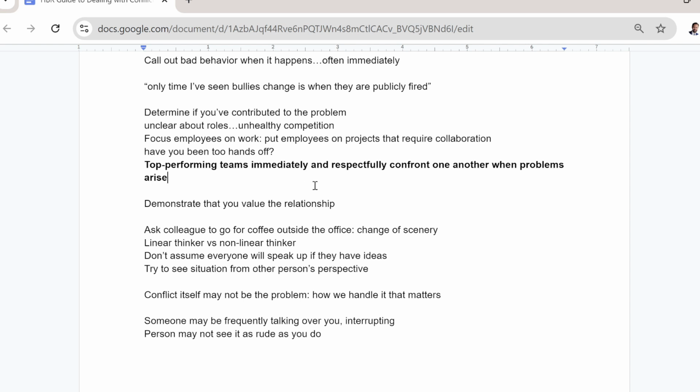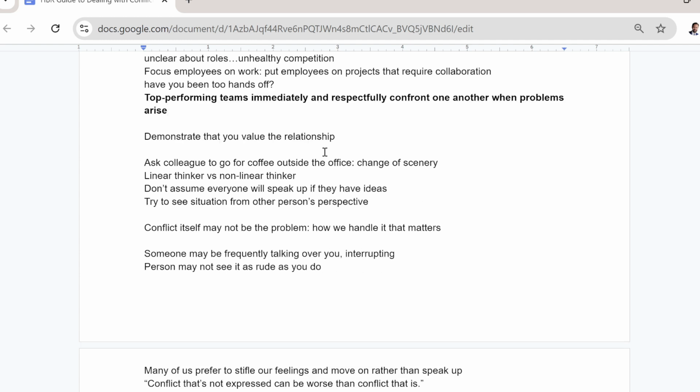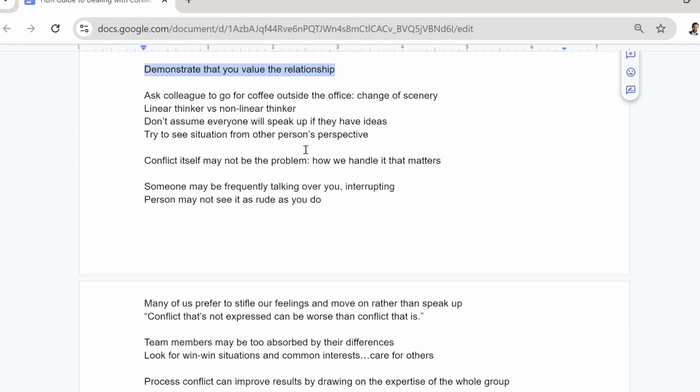Top performing teams immediately and respectfully confront one another when problems arise. Demonstrate that you value the relationship. Sometimes it's very easy to just address the conflict and talk about the conflict, but you also need to consider the human side, which is, hey, I value you as a person. I value how much you've helped me. I just have this one issue that I wish we could overcome.